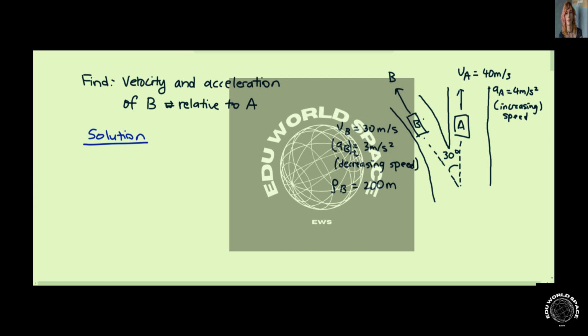In this question, we need to find the velocity and acceleration of B relative to A. So this is a relative motion problem. The first thing I find easy to do is to write down the velocities and accelerations of A and B in vector form. Then we can just use the definition of relative velocities and acceleration directly.